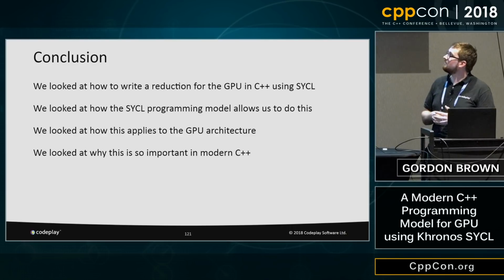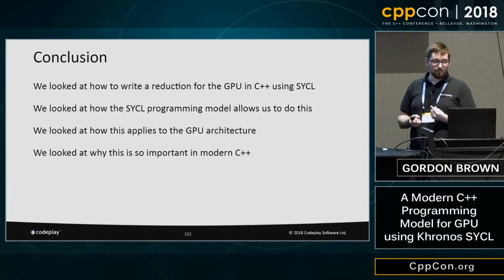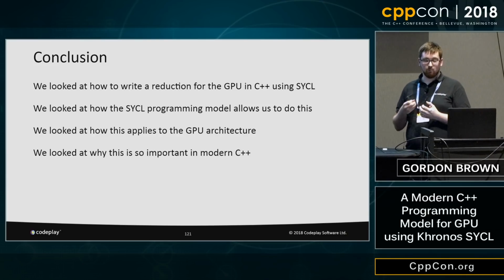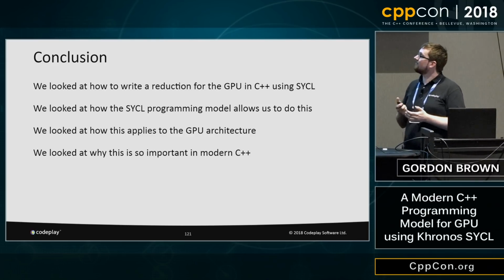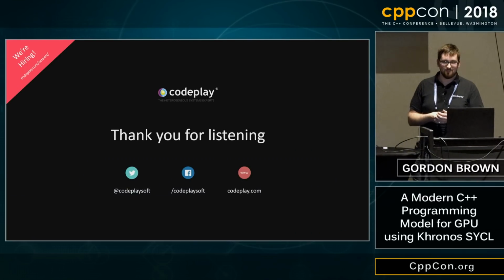Okay, so in conclusion, we looked at how to write a reduction for a GPU using C++, using SYCL. We looked at how the SYCL programming model lets us do this and how that maps to the GPU architecture and the GPU programming model. And we went into why you would want to do this. If you enjoyed it, thank you very much for your attention.